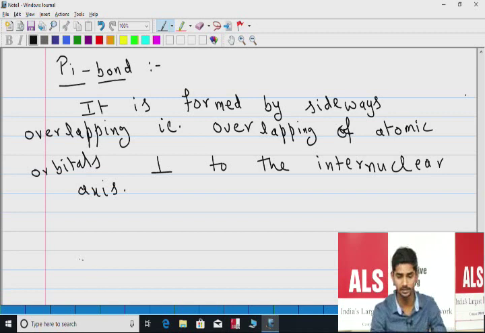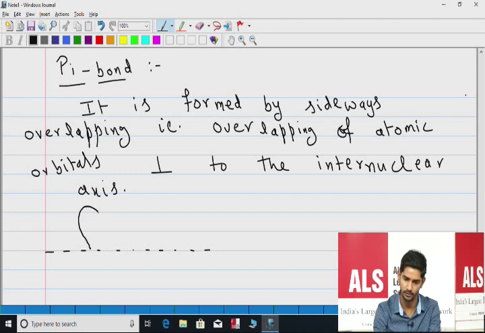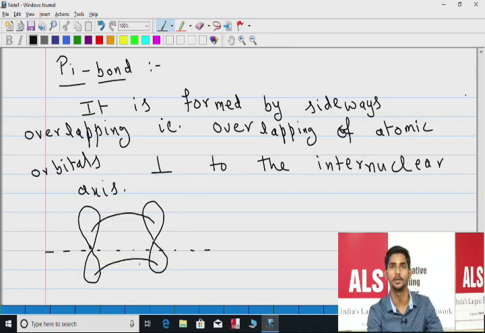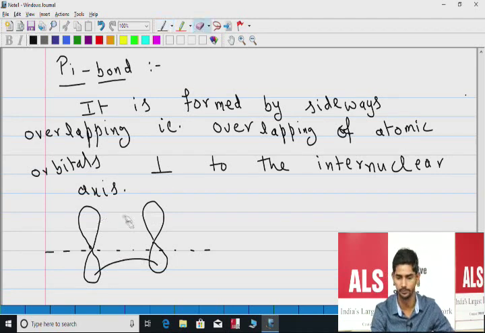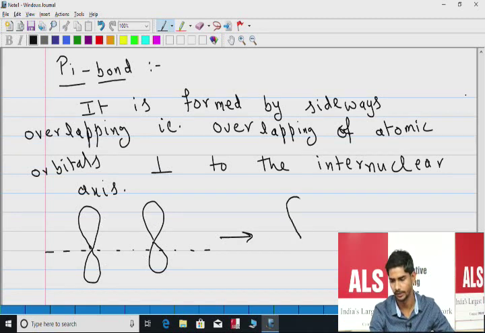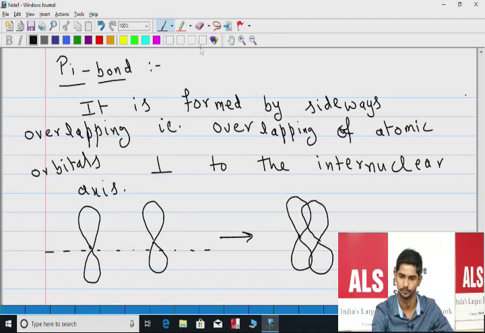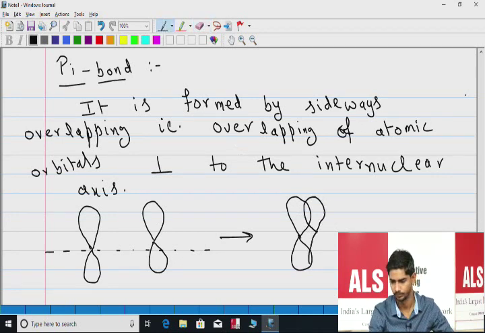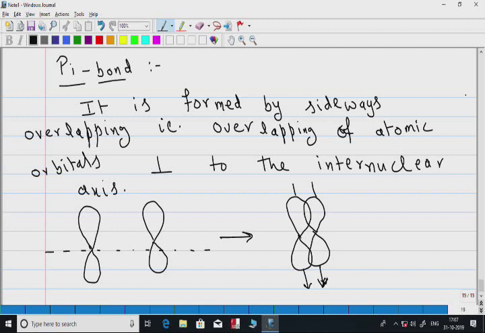Okay, look at this, guys. Let's suppose these dashed lines are the internuclear axis, and this is the overlapping. When this region overlaps with this one and this region overlaps with this one, they will result in the formation of a pi bond. Look at this. So when they get overlapped with each other, after overlapping, they will look like this. And this is the representation.